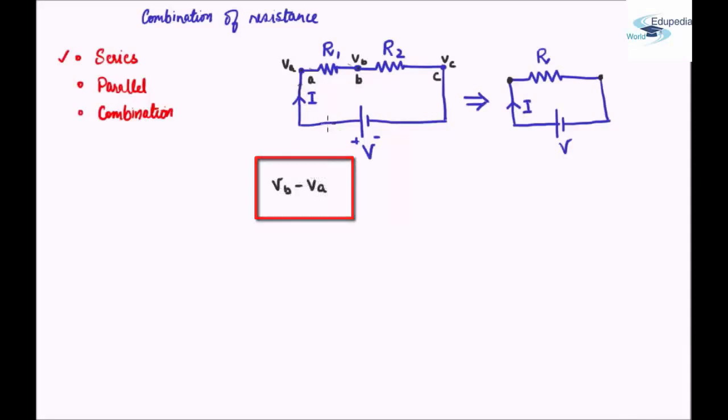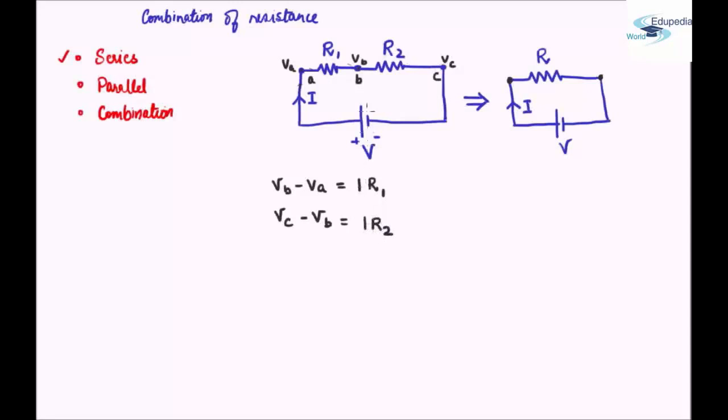Okay, so what we can do is we can find the potential difference VB minus VA, and how much will that be? That will be equal to current times R1 by Ohm's law, I times R1. Okay, and if we find out VC minus VB, that is this potential minus this potential, it will be again the same current I, because it is the same current flowing throughout, multiplied by R2, isn't it?